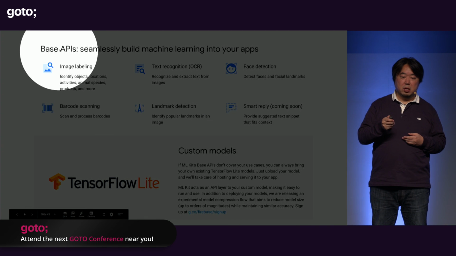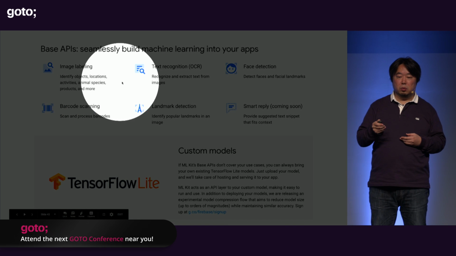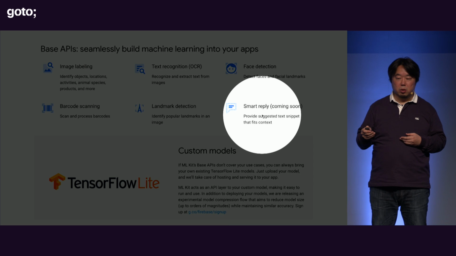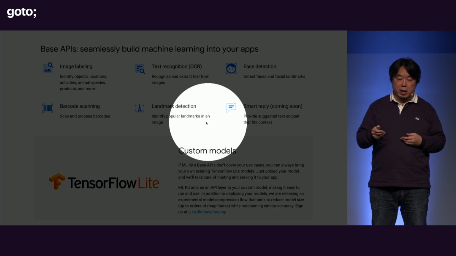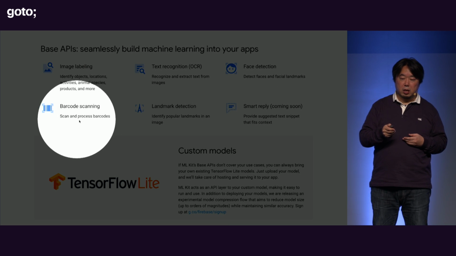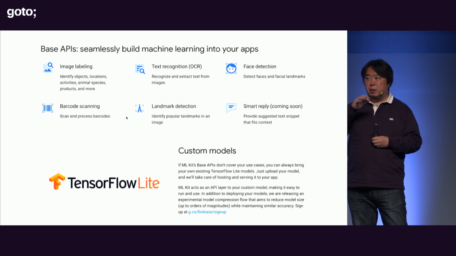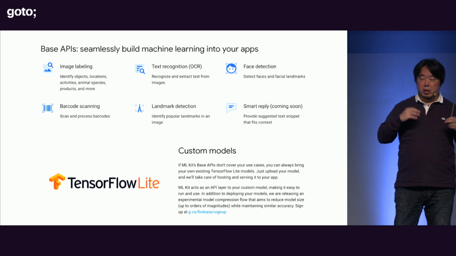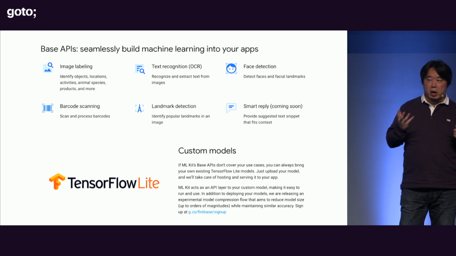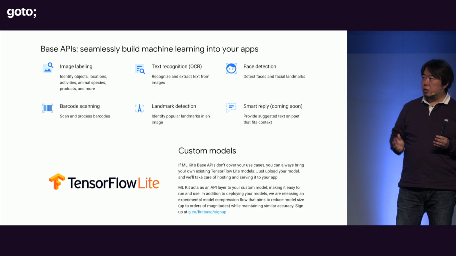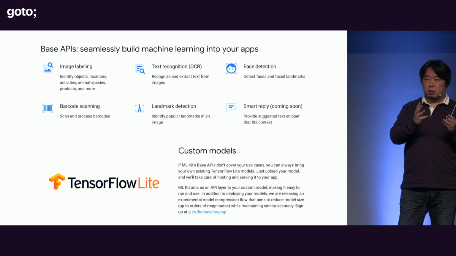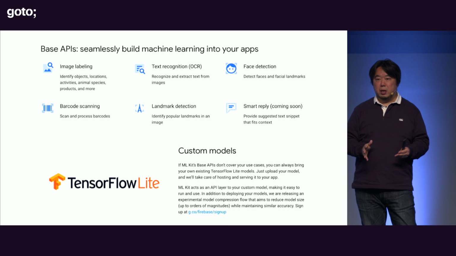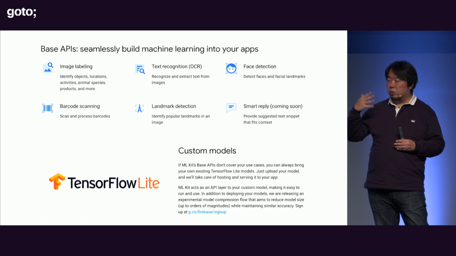such as image recognition, image labeling, or OCR, face detection. The smart reply feature is now published as an API, landmark detection, and barcode scanning. So there are many different pre-trained models that Google has developed. So if your requirements fit into those features or functions, then you can just get started with MLKit. But those APIs on MLKit cannot solve all the problems.